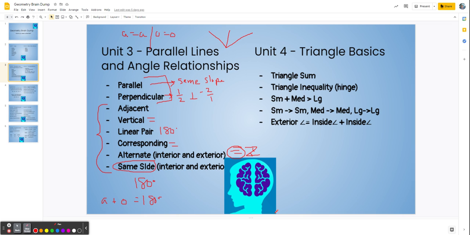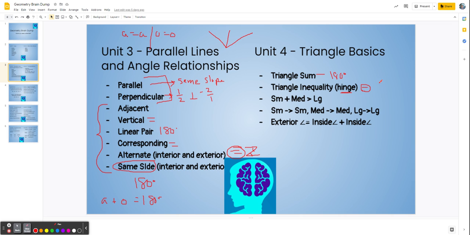What about triangle basics? That was the boot camp from yesterday. What's triangle sum mean? Yeah, triangle angle. So if you add up all the angles, what do they always equal in a triangle? 180. So when I say triangle sum, that's what I mean. What about triangle inequality, that Hinge theorem? What do we have to do there? We've been practicing that all week.